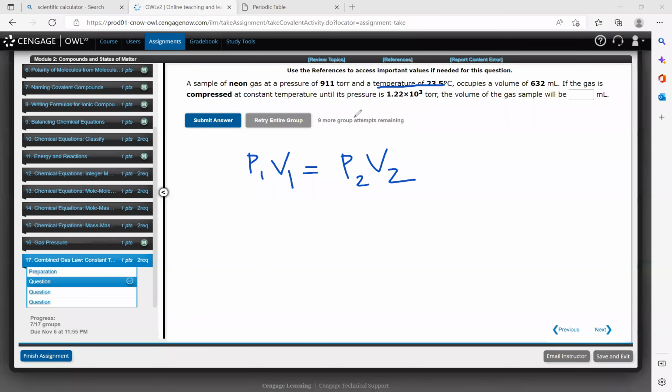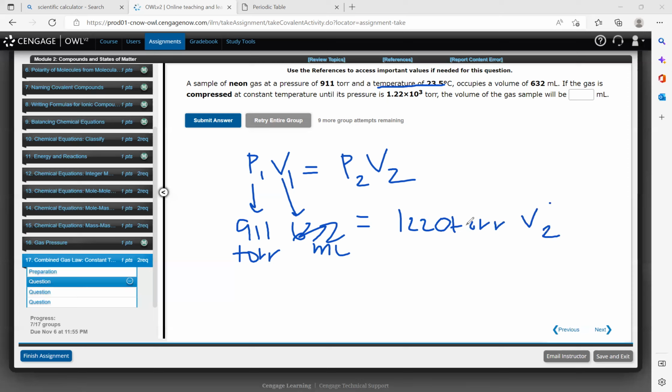So reading this here, it says a sample of neon gas at a pressure of 911 torr and a temperature that again is constant occupies a space of 632 mL. So P1 is 911 torr, volume is 632 mL, equals, and it wants us to know if the gas is compressed at a constant temperature and the pressure, now we'll take this out of scientific notation, is 1220 torr. What's the volume that we're looking at here?